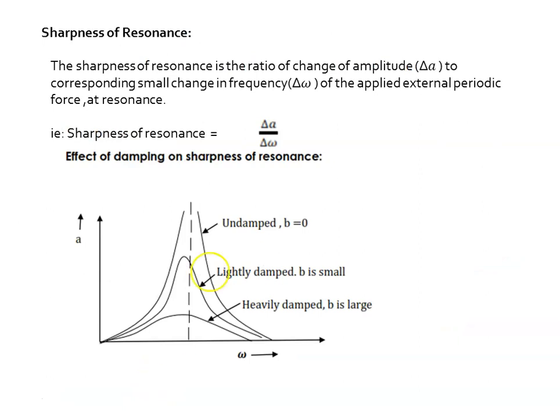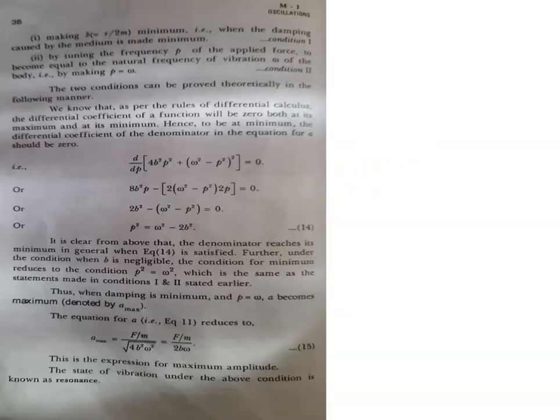The sharpness of resonance is nothing but the ratio of the change in the amplitude to the corresponding change in the frequency. So whatever change in the amplitude there is with respect to the corresponding change in frequency will be termed the sharpness of resonance. So sharpness of resonance is delta A by delta omega. We'll see what the sharpness of resonance is further.